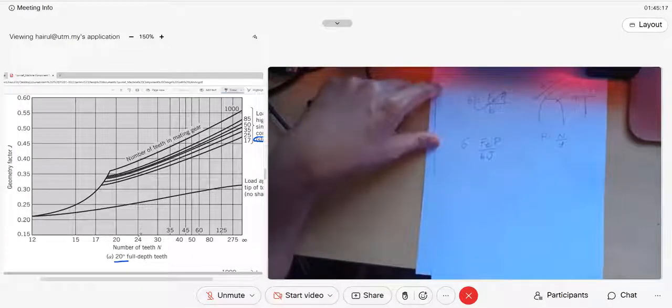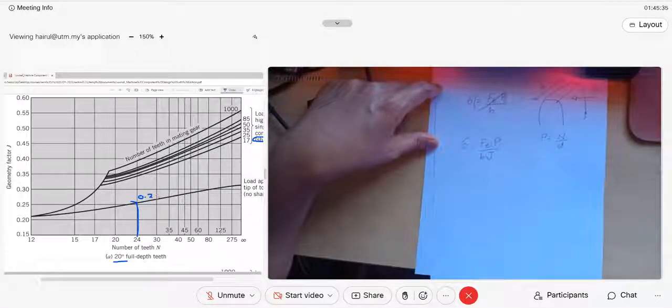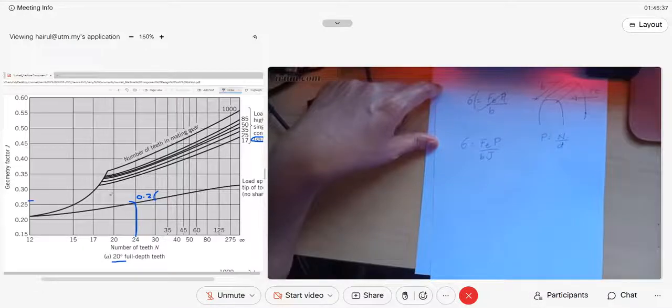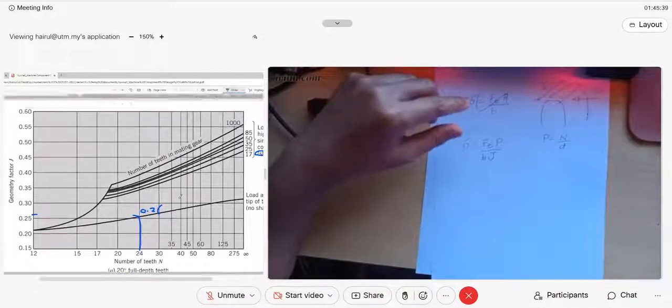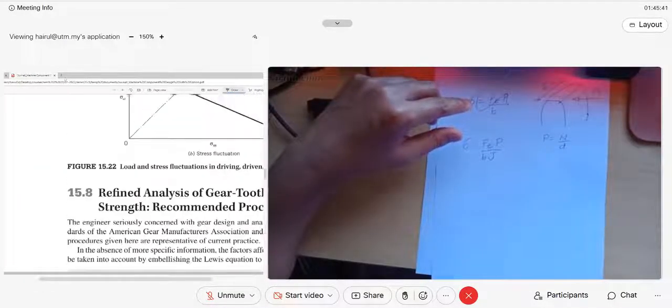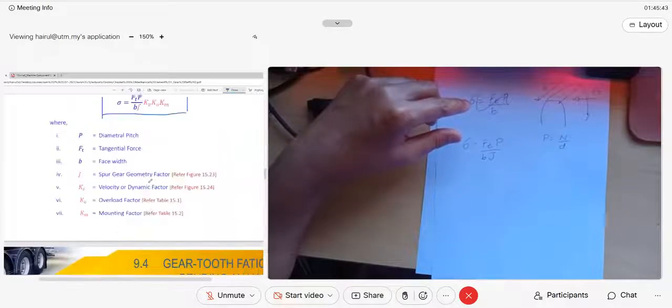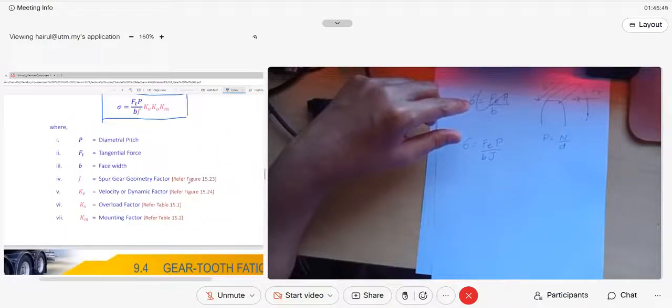For example, if you have number of teeth 24, you go for the second graph here, then you bring it here. So this one is approximately 0.25, 0.26, 0.27, 0.28, approximately 0.26. For example, 0.26 will be your J. Here is J. That's how you calculate J for this question. For a spur gear, refer to figure 51.